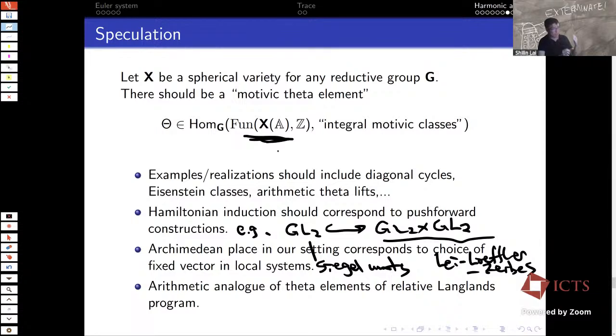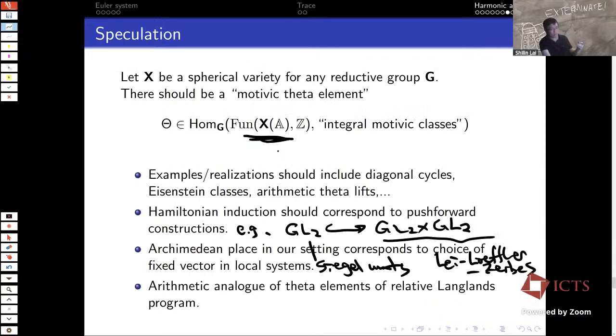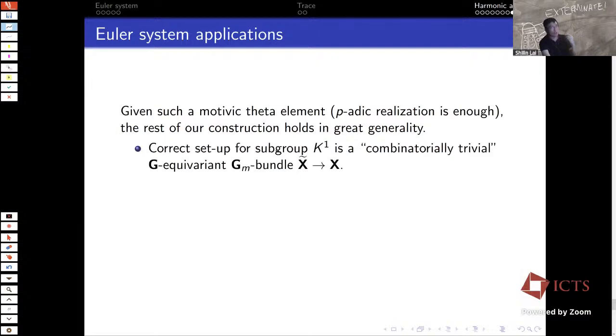Once you have such a collection of classes, which might be constructed by this relative cohomology construction, it could come from arithmetic theta lifts, like Daniel Disney has described before, or it could come easily just from diagonal cycles. Once you have this, our method could extend it to an Euler system in a purely conceptual way.